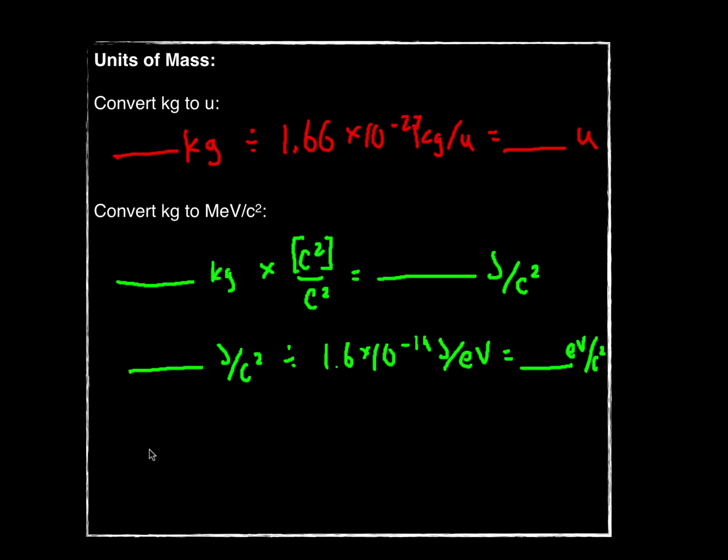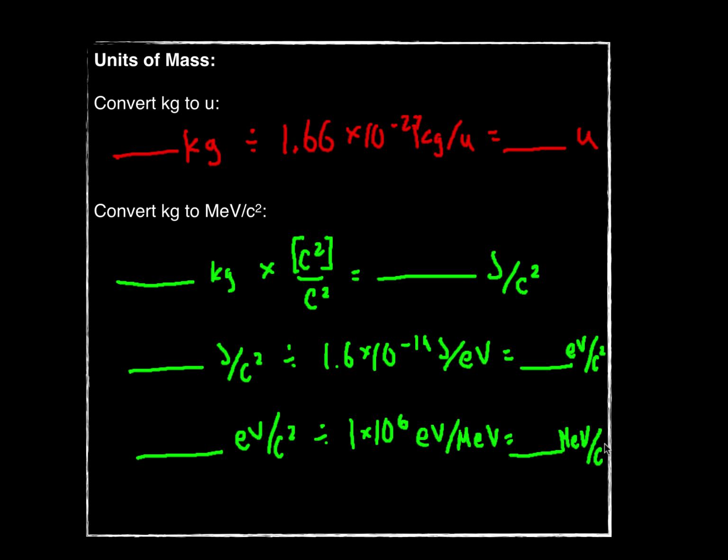Finally, we turn our electron volts per c squared into mega electron volts per c squared. To do this, we take our electron volts per c squared and we divide by 1 times 10 to the 6 electron volts for each mega electron volt. This gives us our answer in mega electron volts per c squared.